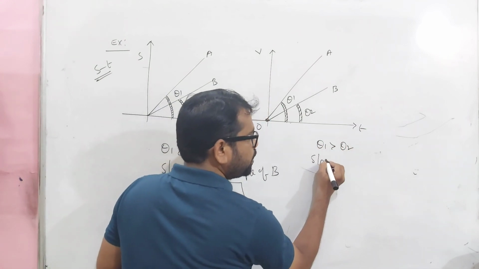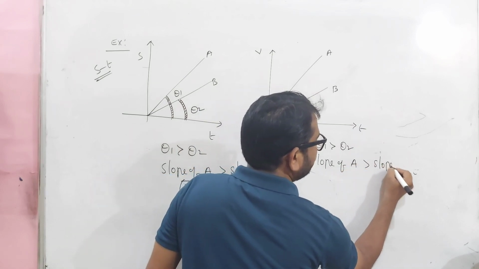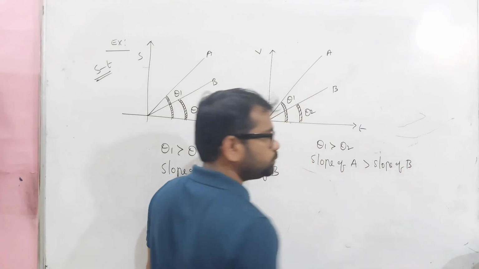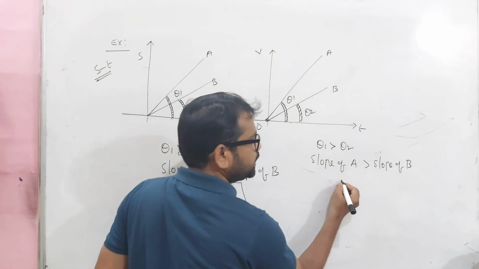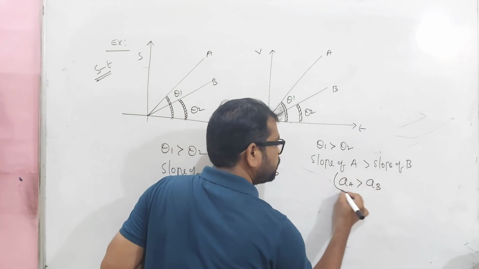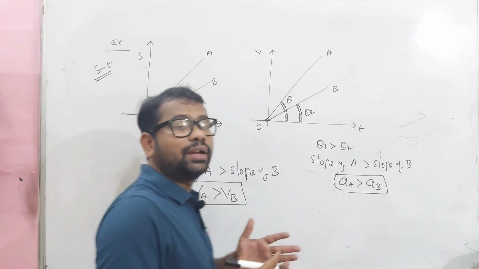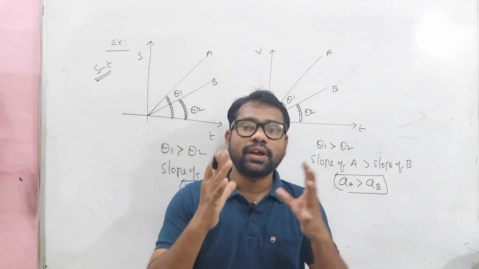Obviously, the slope of A is greater than the slope of B. Then we can say that the acceleration of body A is greater than the acceleration of body B. So children, this is how we have to think in order to answer this type of application questions.